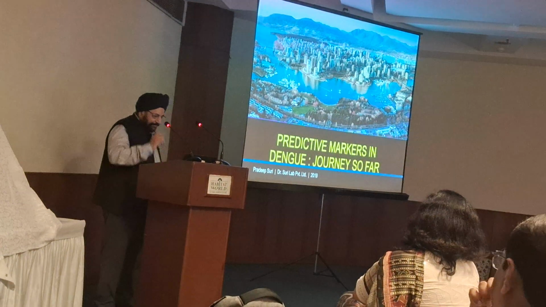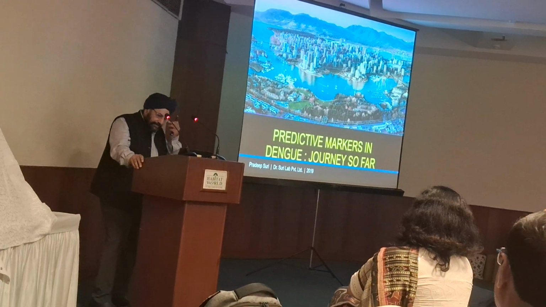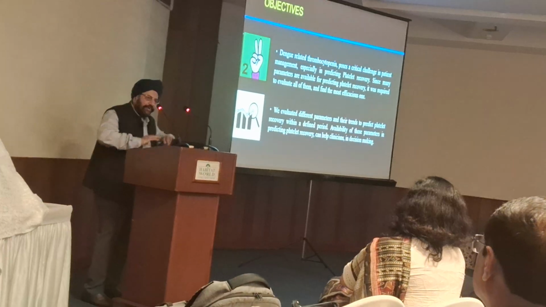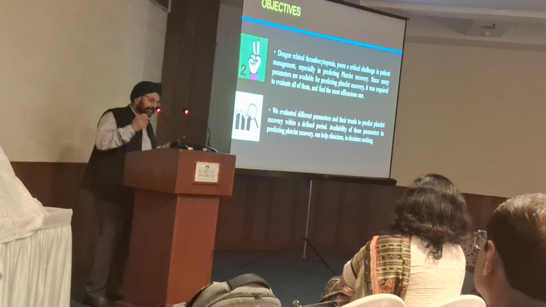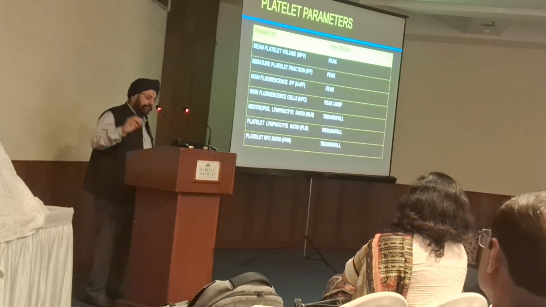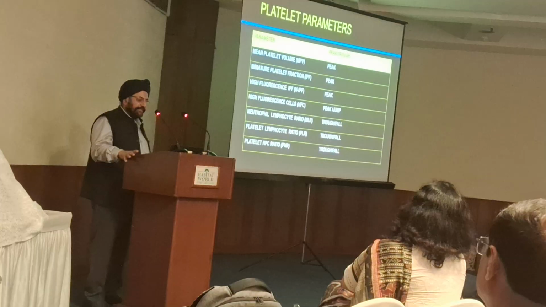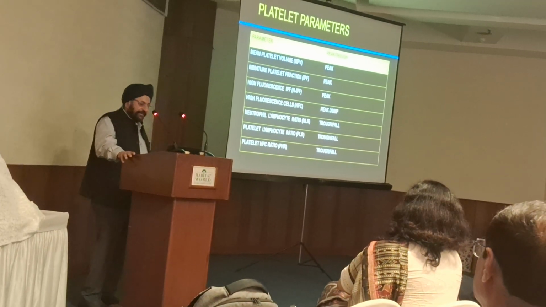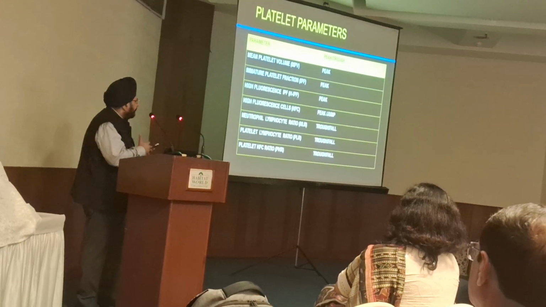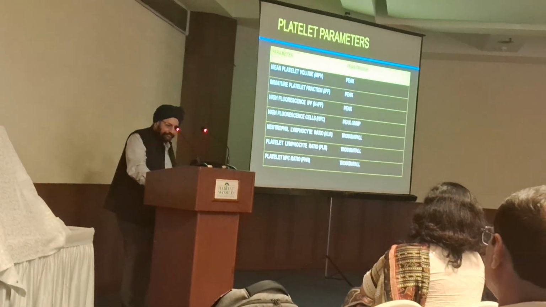And this is my final paper, which I presented in Vancouver, where sir was there with me. Predictive marker in dengue journey so far. There were a lot of other markers that were gaining traction as prognostic markers. We put all of them together: mean platelet volume, IPF, HIPF, high fluorescence cells, neutrophil lymphocyte ratio, platelet lymphocyte ratio, platelet HFC ratio, and we saw which was the better parameter amongst all these for platelet recovery.